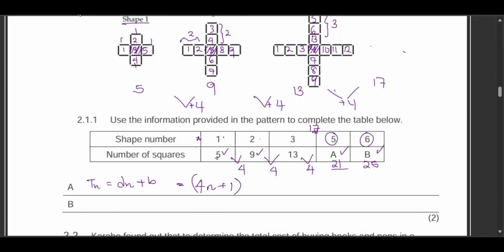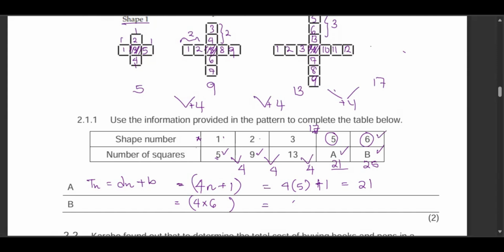So if you're to look for the value of A, we shall say 4 times 5 plus 1, and indeed you get the answer 21. Also, when it comes to the value of B, we are saying 4 times 6 plus 1, which is 24 plus 1, you get 25.